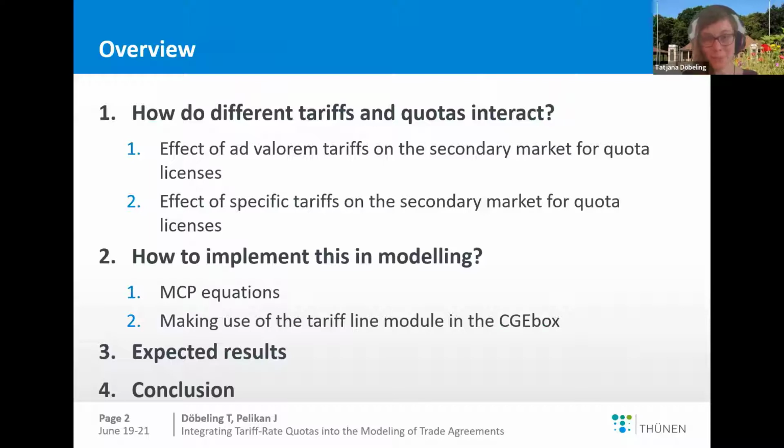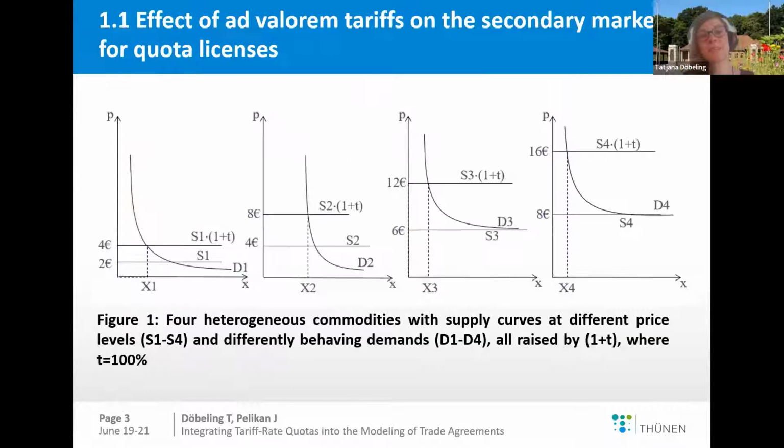And for this, I would like to first explain the effect that ad valorem tariffs and specific tariffs each have on a secondary market for quota licenses. Then talk a bit about how I'd like to include that in modeling with MCP equations, explaining how I'd like to include this into the CGE box, and give some expected results and a little bit of a conclusion on why I think it's worthwhile to go in this direction.